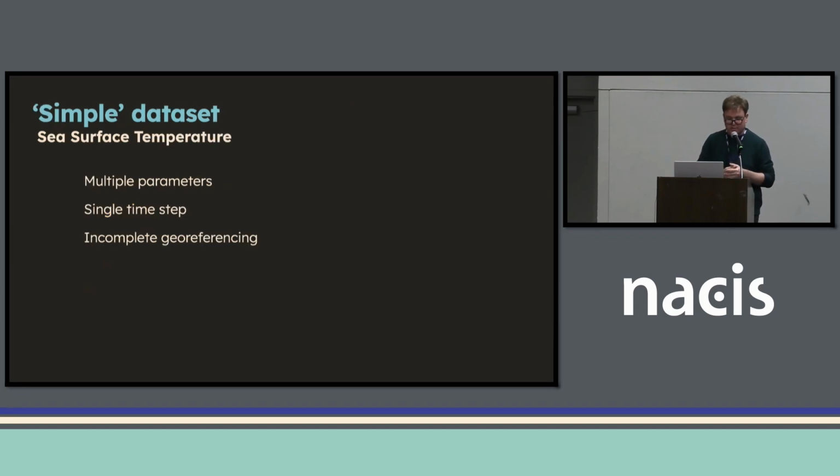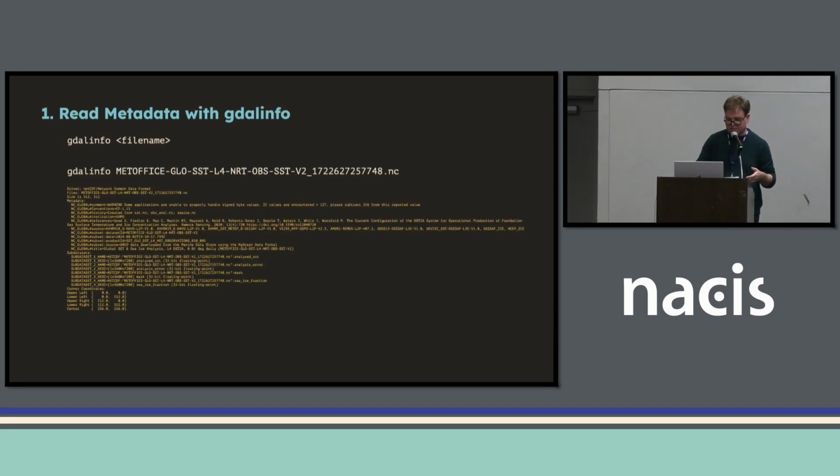And I'll start with a relatively simple data set, sea surface temperature. This particular file has multiple parameters, but only a single time step. However, it does have incomplete georeferencing, which I'll show you how to fix. So first step, read metadata with gdalinfo. You type in gdalinfo, and then probably copy and paste in the file name, since they can be long. You'll notice with this particular file, it ends with a .nc, and that stands for NetCDF.